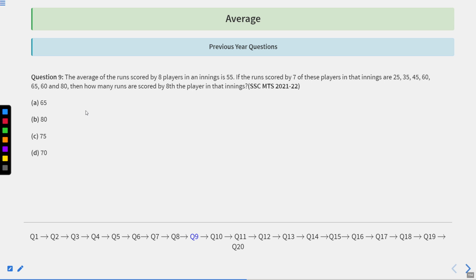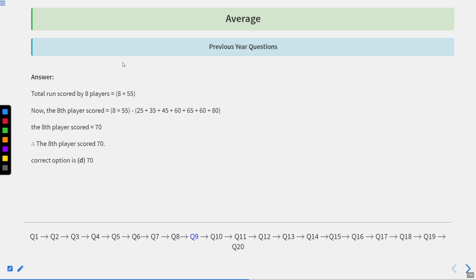The average of runs scored by 8 players in an inning is 55. If the runs scored by 7 of these players in that innings are 25, 35, 45, 60, 65, and 80, then how many runs are scored by the 8th player in that inning?